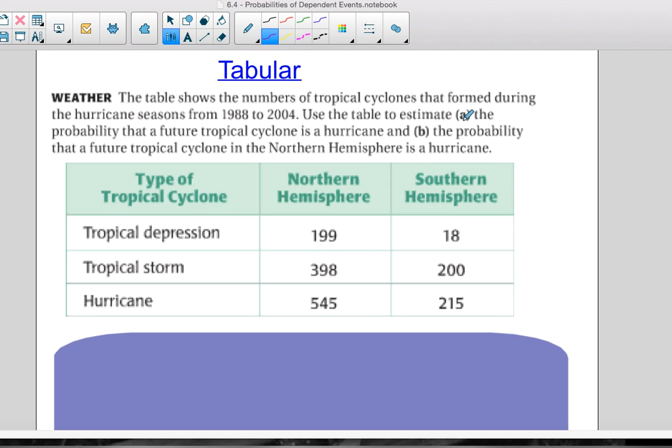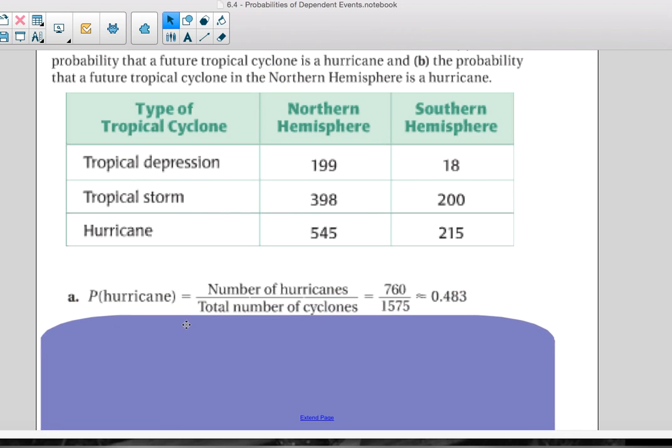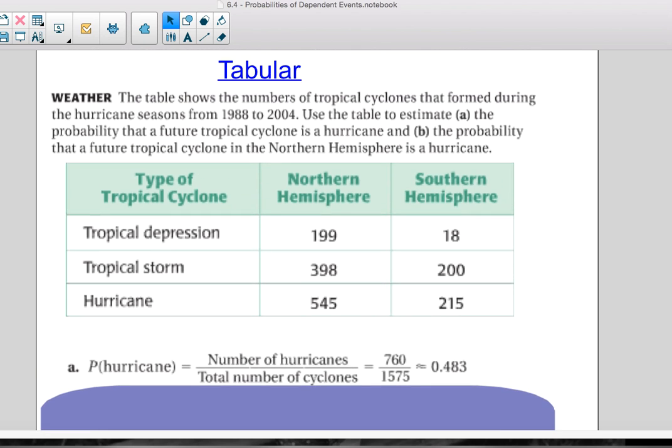So A, estimate the probability that a future tropical cyclone is a hurricane. And B, the probability that a future tropical cyclone in the northern hemisphere is a hurricane, right? So if we think about this one, we're going to look at A first. So it's the probability of just having a hurricane, right? The probability that a future tropical cyclone, everything is a future tropical cyclone here, is a hurricane. So it's really just going to find the probability of a hurricane.